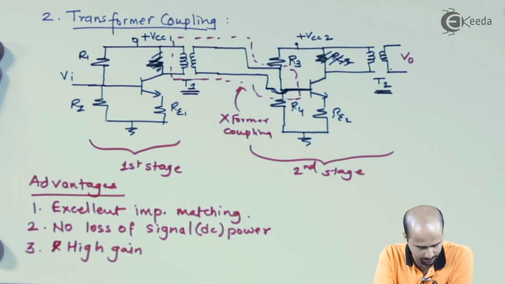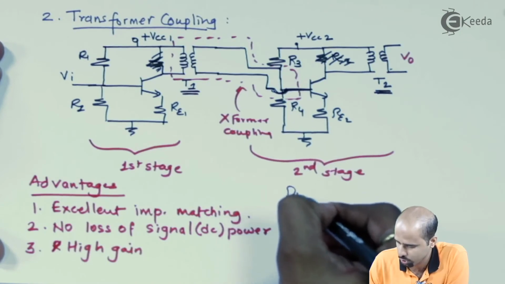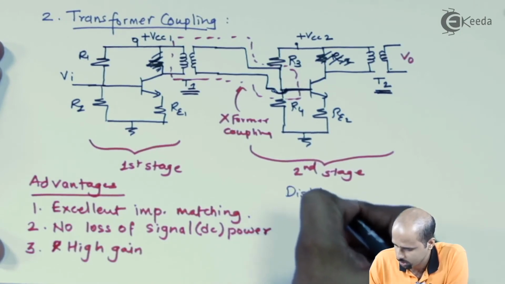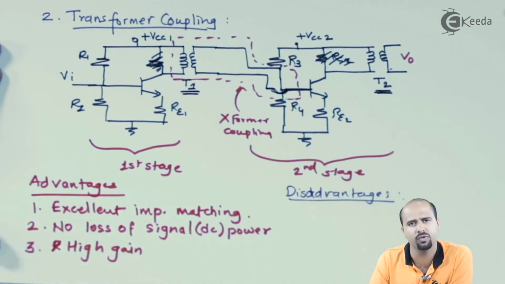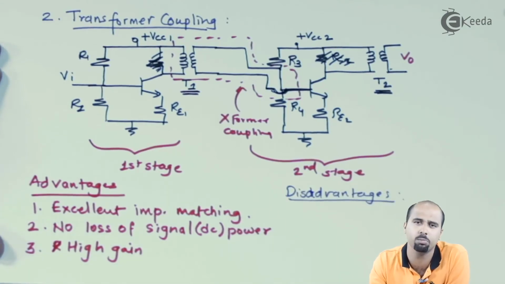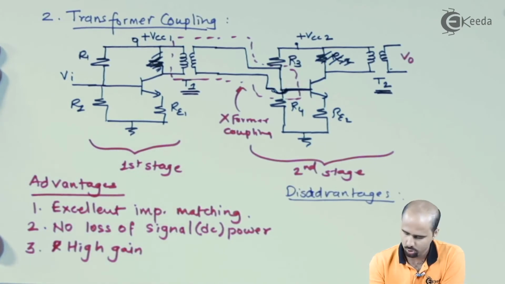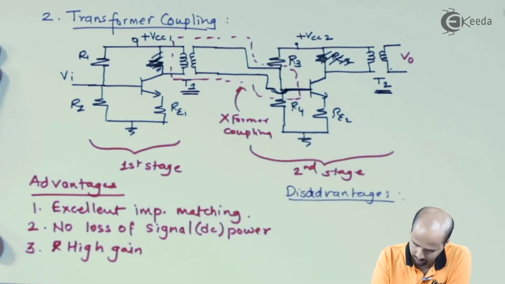Now we'll have to look at the disadvantages. So we'll learn, whenever you see the transformer, it becomes bulky, right? So it becomes bulky in nature.